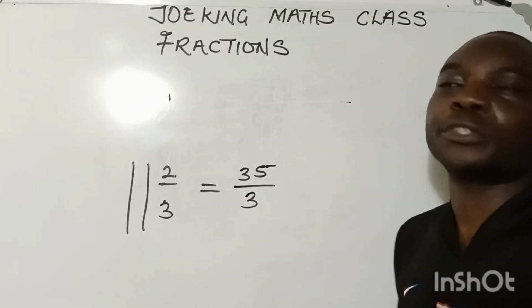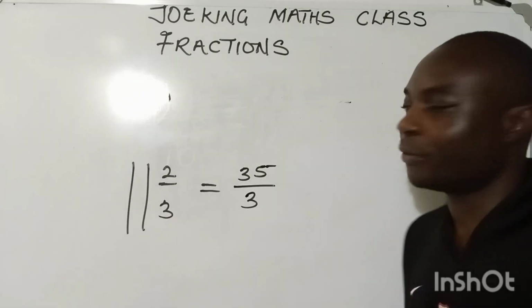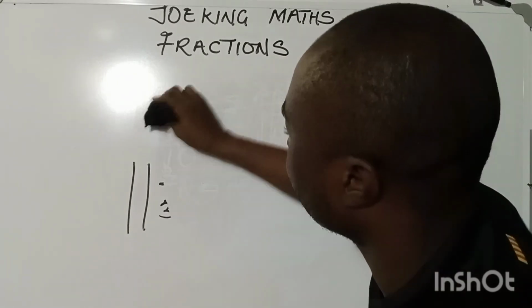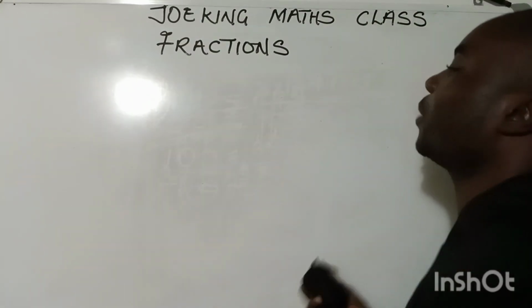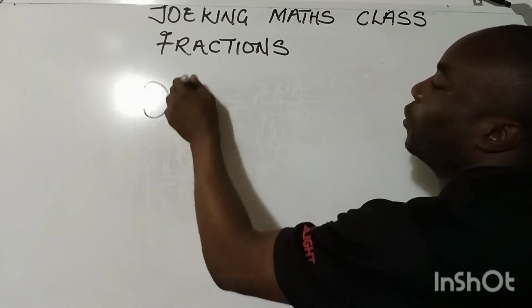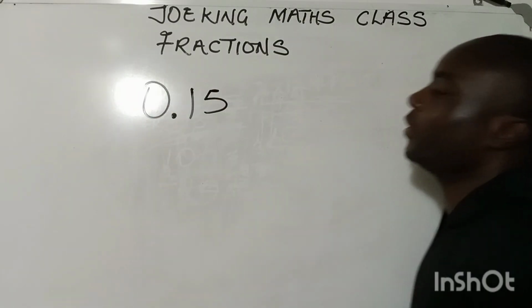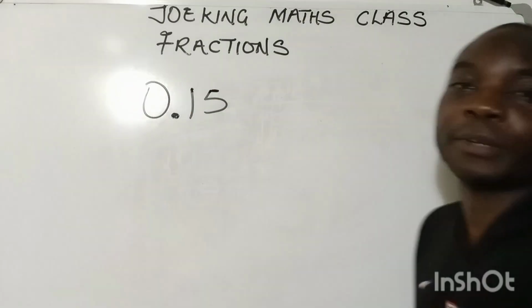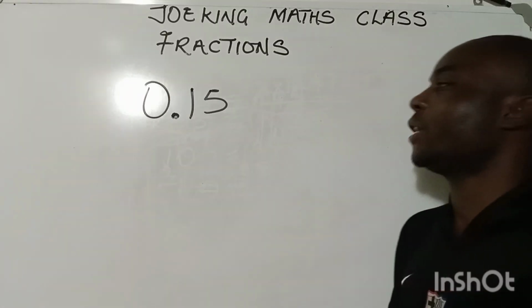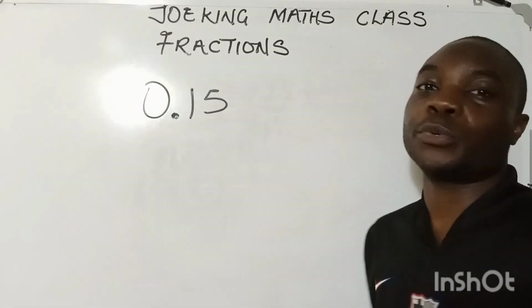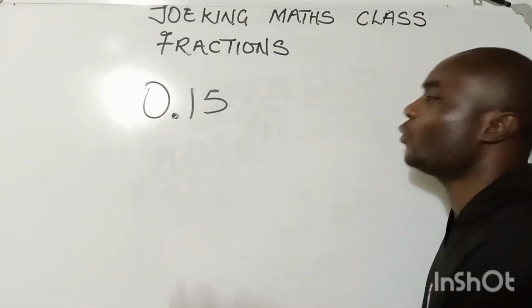Now the next thing I'm going to teach you is how to convert from decimal fractions to other types of fractions. Look at this example. Let's take, for instance, 0.15. This is a decimal number, or a decimal fraction, that can be converted to another type of fraction. So how do we do this?